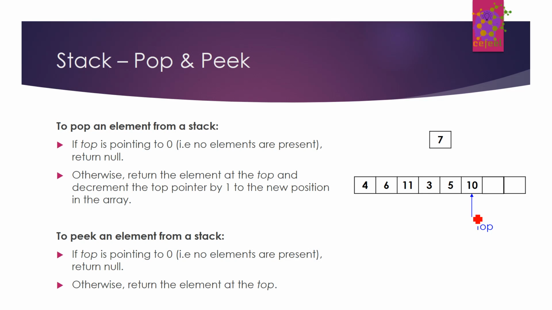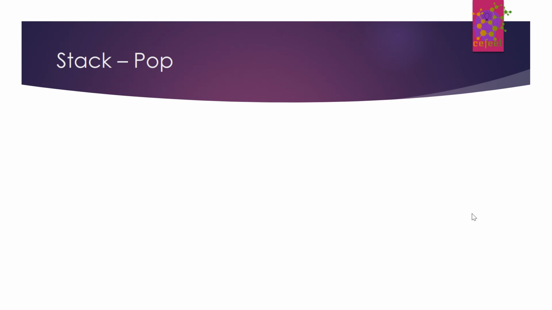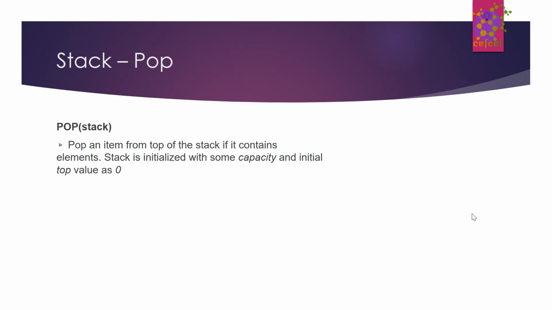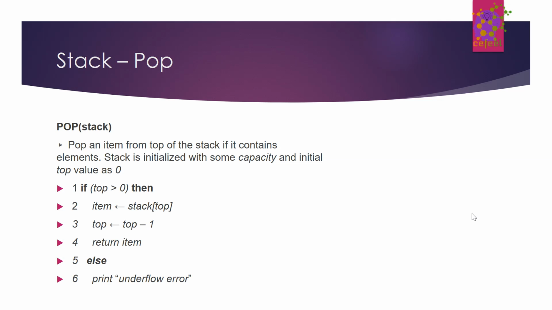Alright, cool. Now let's see the pseudocode for these operations. So first let's see for the pop. It's pretty simple. So what happens here is we need to pop an item from the stack if it contains elements, and it also assumes that the stack is initialized with certain capacity, and initially the top value is 0, which means when there are no elements the top value is 0. Now here is the pseudocode.